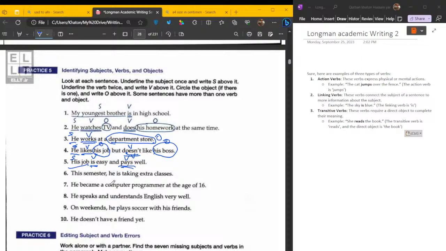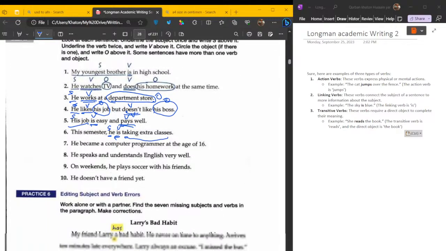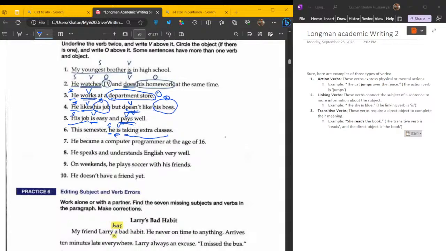This semester, he is taking extra classes. He is the subject, is the verb, taking extra classes is extra information about the person. What is he going to do? This is not an object. It doesn't answer who or whom.